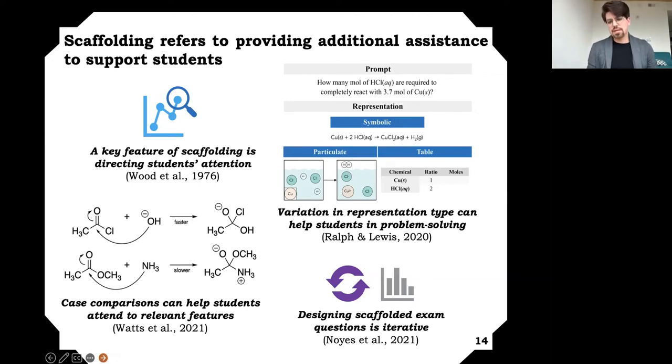This is a paper by Noyce et al. It's a really great example of designing scaffolded questions. What I like about it is they talk about the iterative nature of writing an assessment problem. Sometimes it takes multiple tries to see what works and whether or not it's supporting students in the way that you want it to.